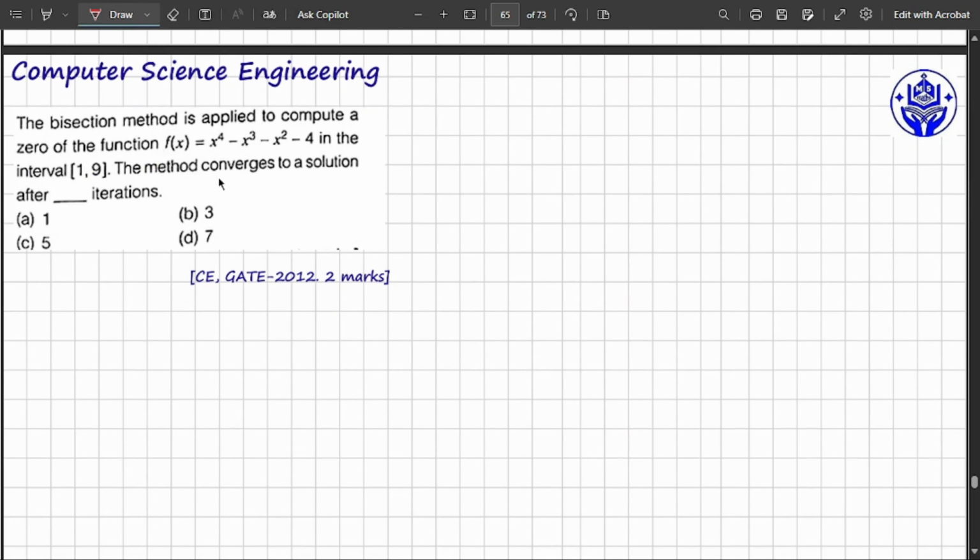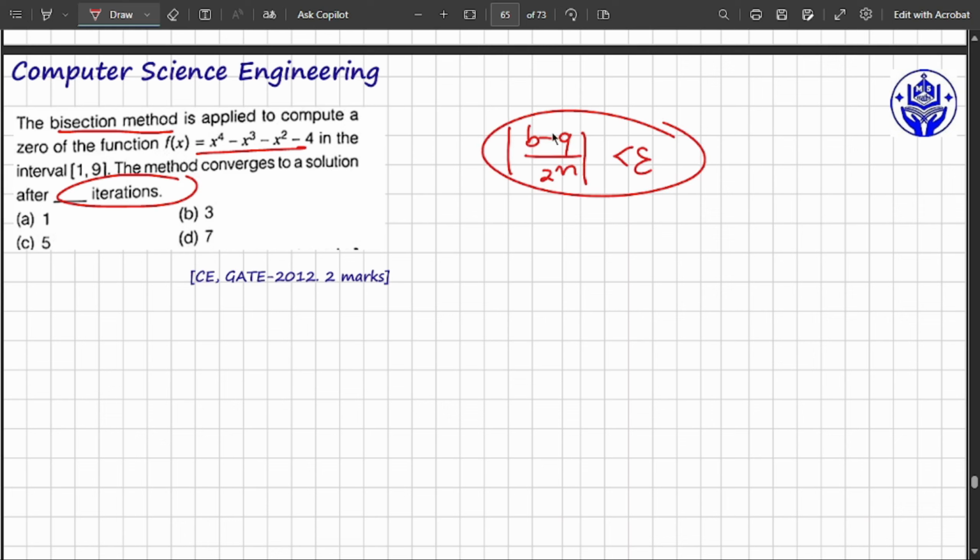Again, it is something related to the applied bisection method. And what is the number of iterations? You can easily find (b minus a) upon 2 power n less than epsilon. So what is your desired accuracy? You can find it like this. But in this case, you have an interval. We have asked about the interval, so how will you find it? You can't apply this one. So what is the formula given here?